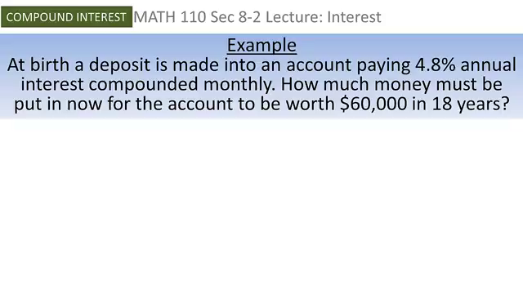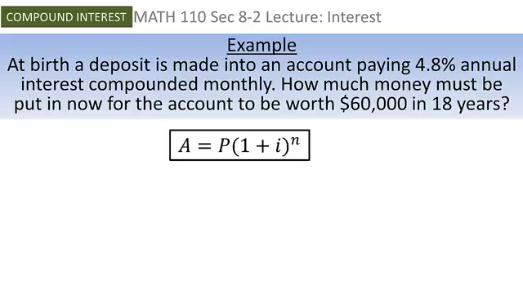Do another one. At birth, a deposit is made into an account paying 4.8% annual interest compounded monthly. How much money must be put in now for the account to be worth $60,000 in 18 years? Same formula. It's compound interest. We use the compound interest formula. We identify each piece. This time, we know A, and we're looking for P. Why? Because it says how much should be put in now. So they're asking for P.